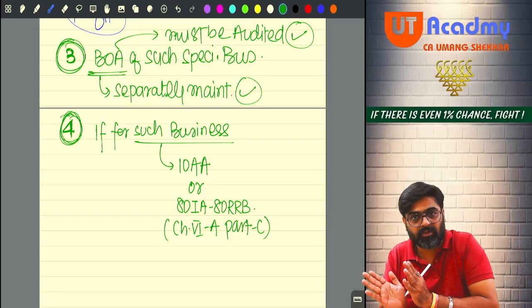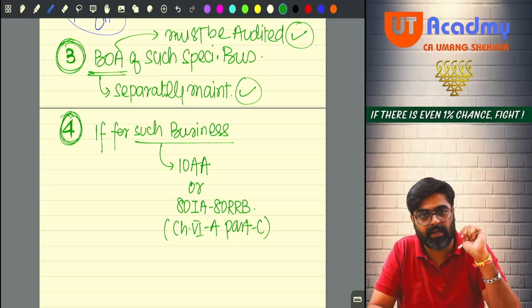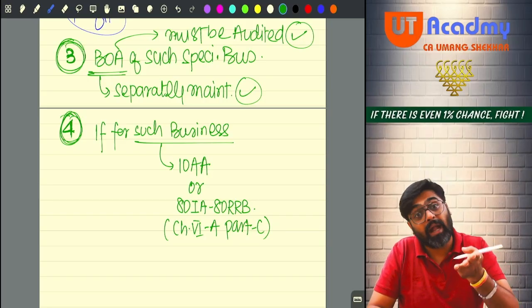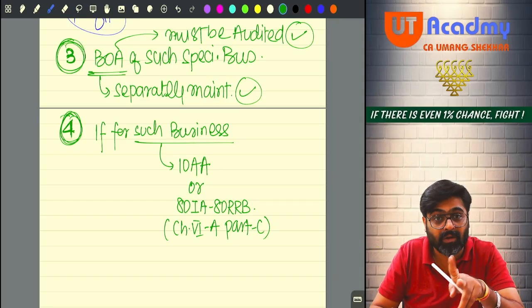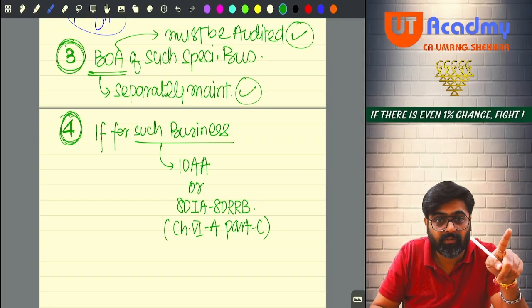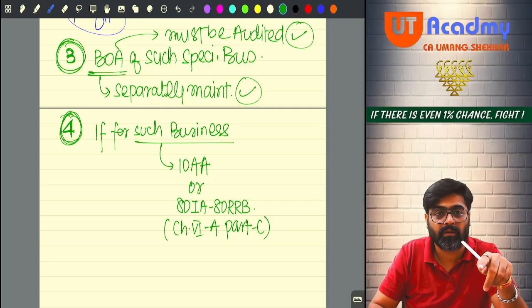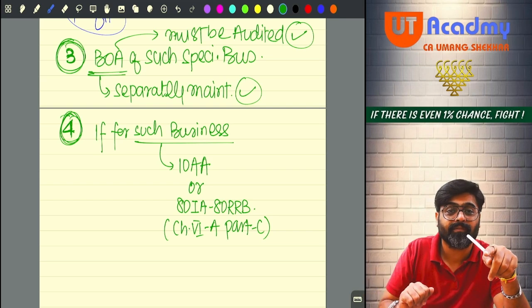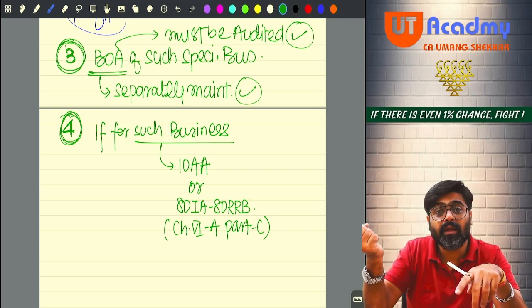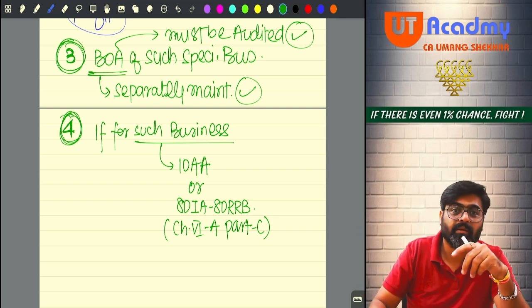For that same business, you are eligible to get 10AA deduction also, and for that same business, you are eligible to get 35AD deduction also. You cannot claim both. You have to sacrifice one, then only you will get the other. So sacrifice 10AA, you will get 35AD. Sacrifice 35AD, you will get 10AA.